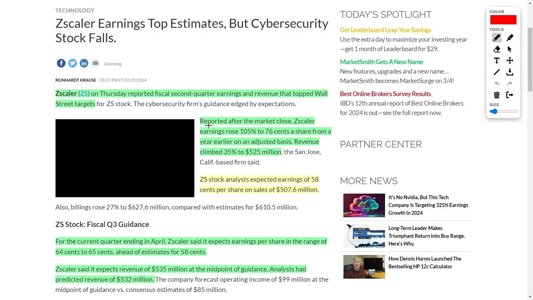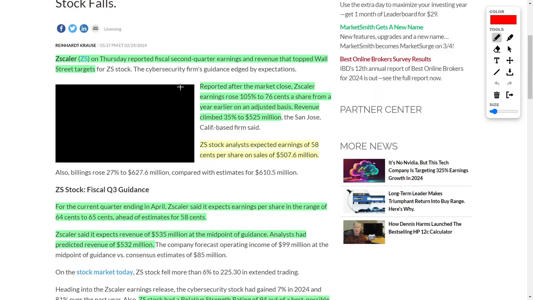Next up, let's talk about Zscaler, because they recently had a great earnings report. Zscaler, ticker symbol ZS, is a cybersecurity firm, and recently they reported fiscal second quarter earnings and revenues, which topped Wall Street estimates. According to Wall Street, this company was expected to post earnings per share of 58 cents per share, but instead the company brought in 76 cents per share, which was a huge beat.